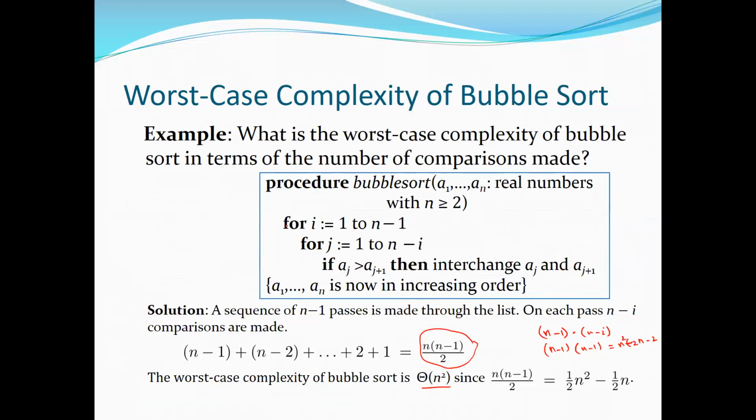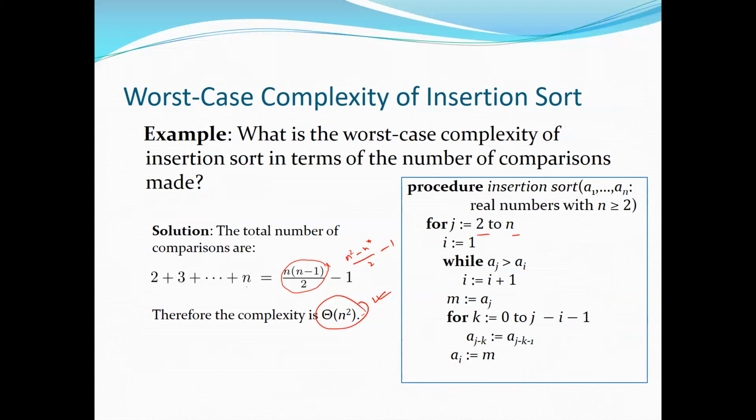But if you have two loops, for example, for i is equal to 1 to n, and inside this loop one more loop for j is equal to 1 to n, in such cases the complexity is order of n square. You can see the two loops in bubble sort. So the time complexity is big O of n square, theta of n square. Two loops means one nested loop inside the other, so the time complexity is big O of n square, or theta of n square. So if you have one loop, you have big O of n or theta of n. If you have two loops, you have big O of n square or theta of n square.